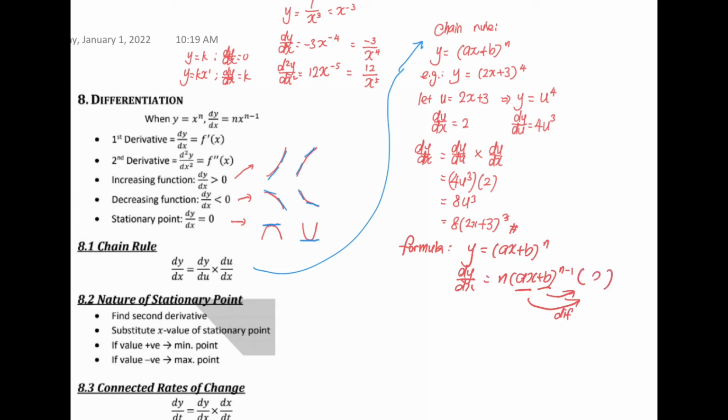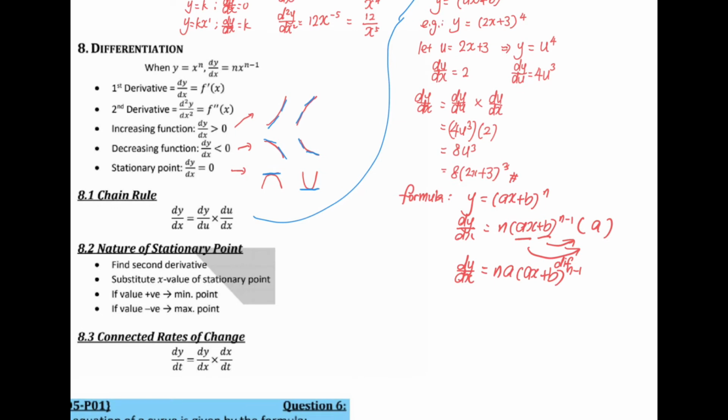Differentiate. Whatever you get, you put it at the back. Differentiation of ax, you get a. Differentiation of b, you get 0. So only a remains. Simplify it, and you have a times (ax plus b) to the power of n minus 1. So you may just remember the formula and apply it straight away if you don't want to use the chain rule.